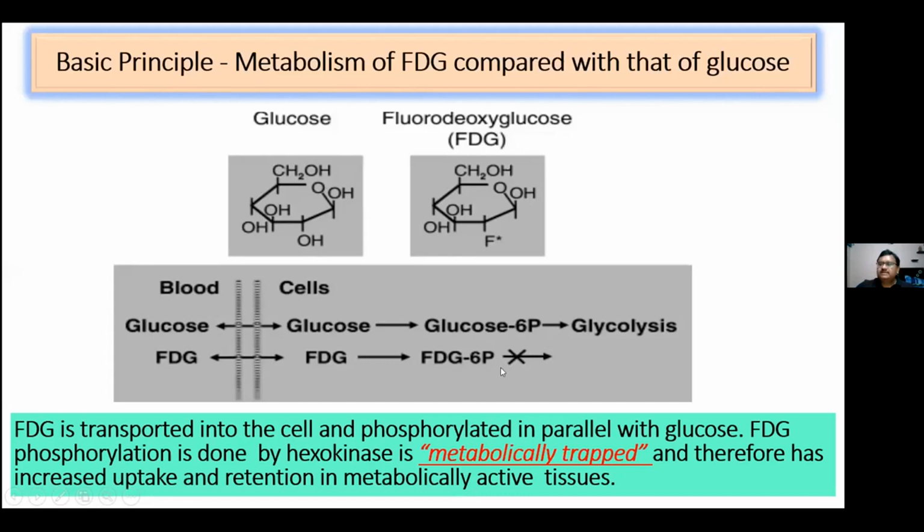This is basically the key point in PET imaging. That means FDG, which is transported into the cell and phosphorylated in parallel with glucose, which is done by hexokinase, is actually metabolically trapped in the cells, and therefore these cells have increased uptake and retention in such tissues. What happens? So when we have this FDG 6-phosphate, which is radioactive glucose in the malignant cells, this gives a sharp contrast with the normal cells.